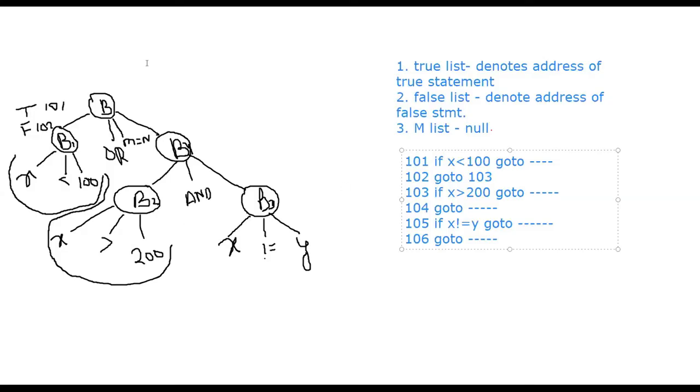Fine. Okay. Now we'll make the true list and false list for B2. So I'm making a true list and false list for B2. I'm talking about B2, right? So true list and false list for B2. Where the condition of B2 is written, it is written at the line number 103. So the true list will contain the address of the true statement, and where the false else statement is written, it is written at the line number 104. So the false list will contain the address of the false statement, that is 104.